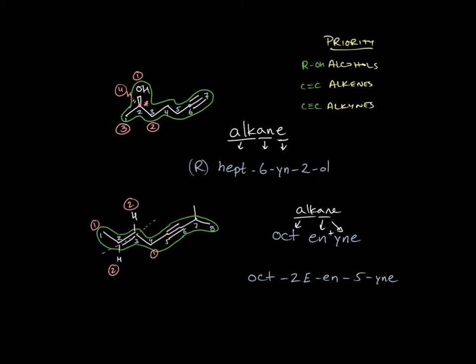So we're almost done. We have a methyl group at carbon number 7, and so we would just say 7-methyl-oct-2-ene-5-ine, and that's the name of that molecule.